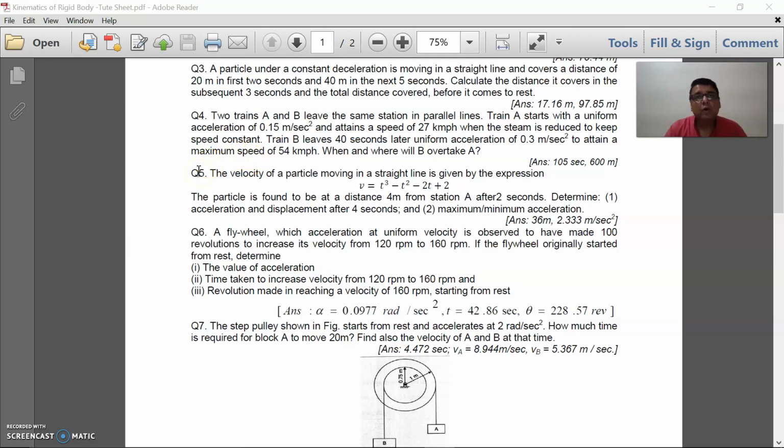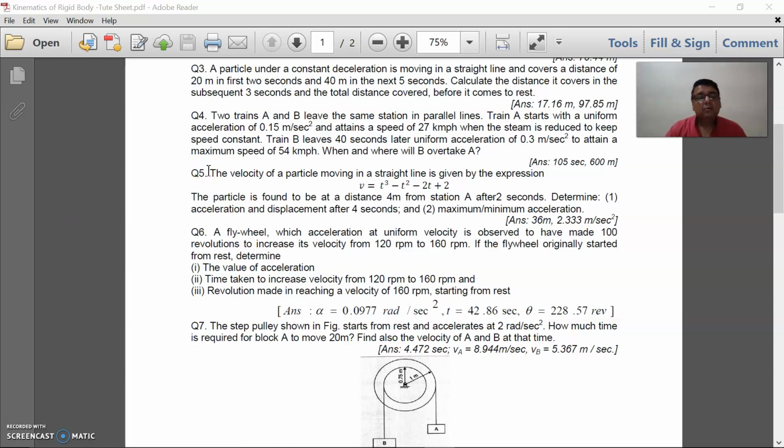So we have to follow the standard procedure. What is that standard procedure? Maybe we can say from first principle. That is, we have to take it by definition. That is, a is equal to dv by dt, or v is equal to ds by dt, if I have to calculate. So that's how we have to follow.